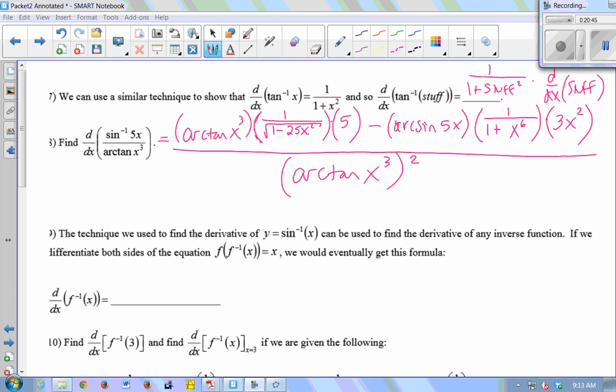Whew. I don't want to simplify that. I don't think I will. Nothing obvious is jumping out at me. Did anybody simplify it at all? Yes, I could put 5 over the square root, and I could put 3x squared over 1 plus x to the 6th. I think I'm just going to leave it.